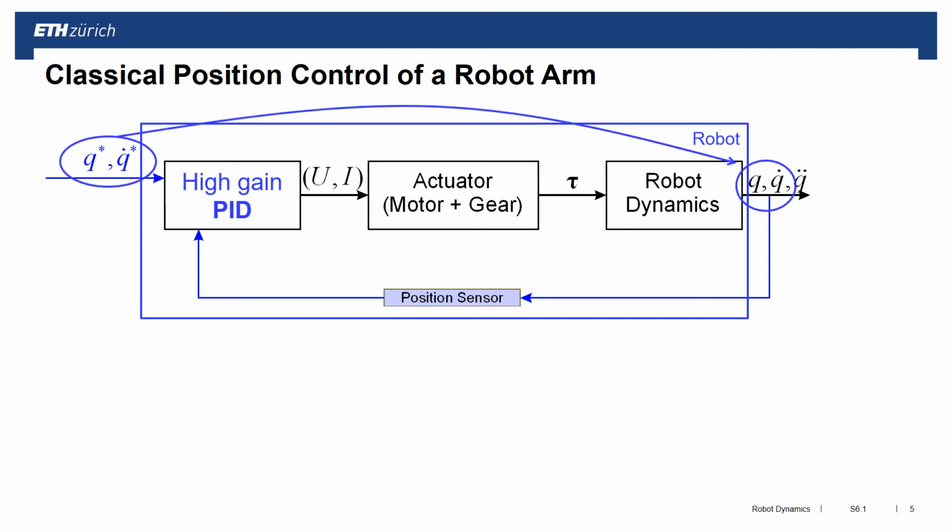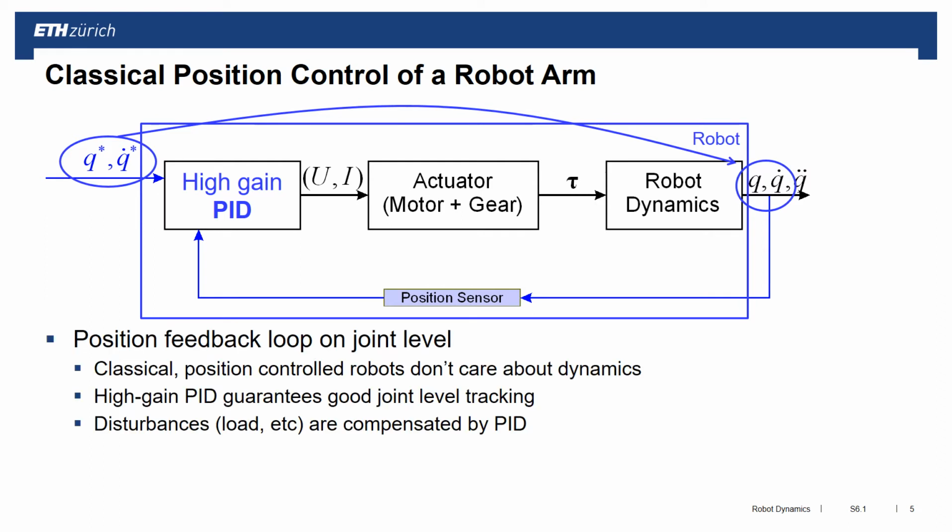So we have a direct mapping between input and output, which in the ideal world is almost identity until very, very high frequencies. That means you want to achieve a closed loop feedback system which makes sure that you're not really taking care of the robot dynamics, that these high gains in the PID controller ensure very good joint level tracking independent of the disturbances.